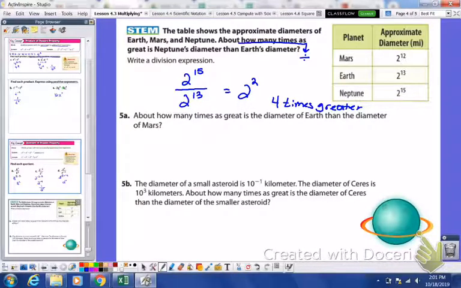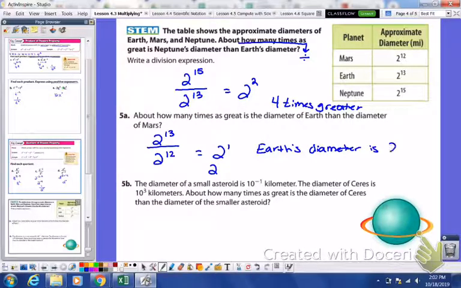Okay, in part 5A, about how many times as great is the diameter of Earth than the diameter of Mars? So same idea. Diameter of Earth, 2 to the 13th, divided by diameter of Mars, which is 2 to the 12th. Same base, subtract our exponents, so 13 minus 12 gives us 1, which is 2 to the 1st, or just 2. So Earth's diameter is 2 times larger.